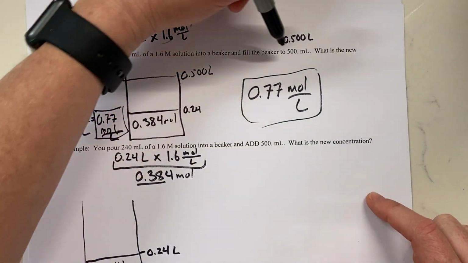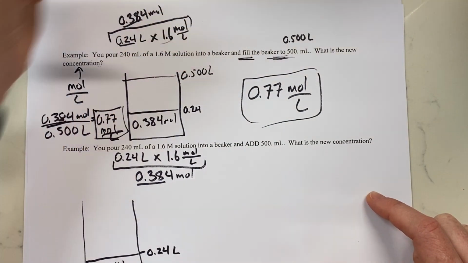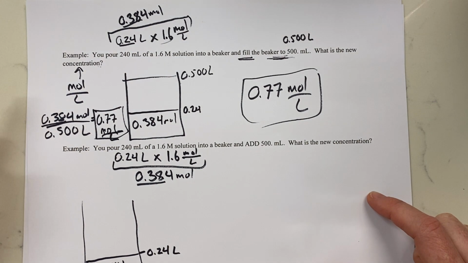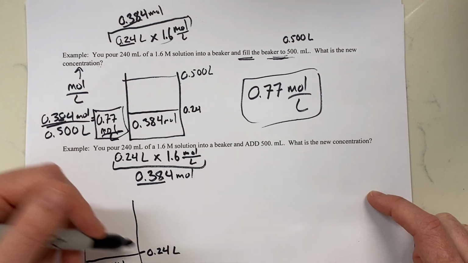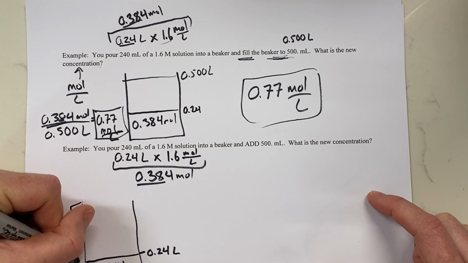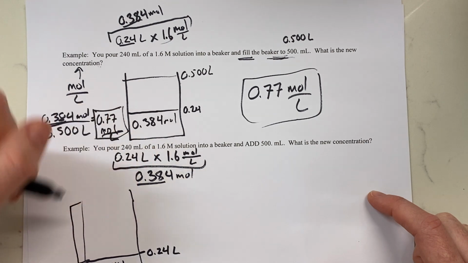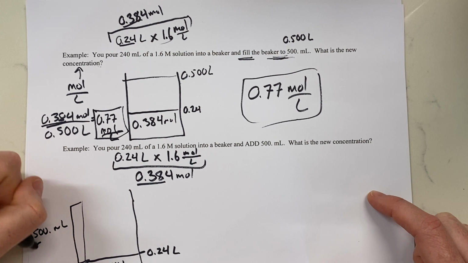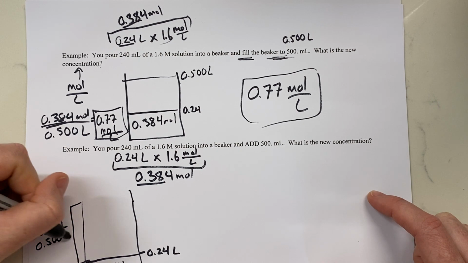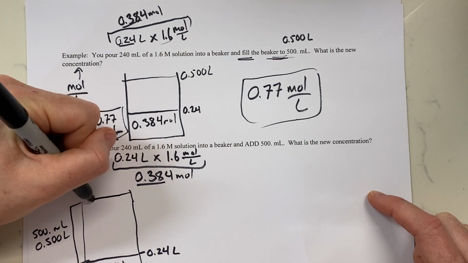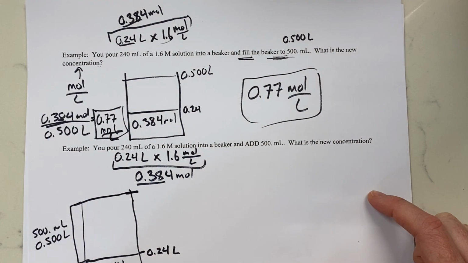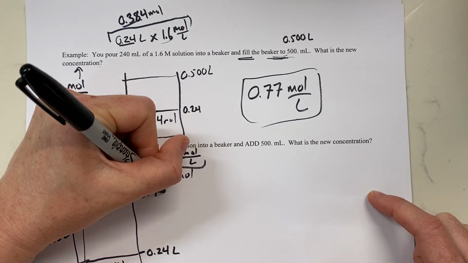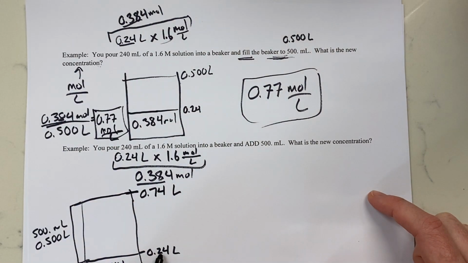Here we filled to. Here we're adding 500. The difference between filling to a certain volume and adding is one you fill to and the other one you add. In this case, we're adding 500 milliliters. So that's 500 milliliters, 0.500 liters. We add to this of water, giving us a final volume of 0.74 liters. 0.24 plus 0.5 gives us 0.74.